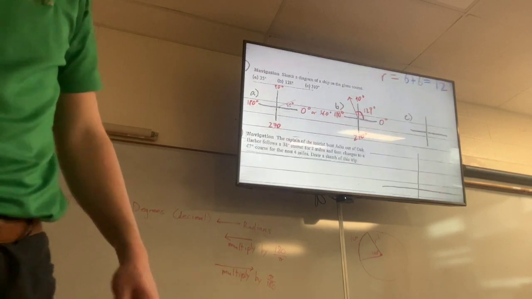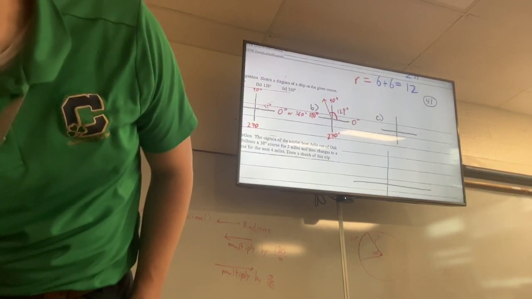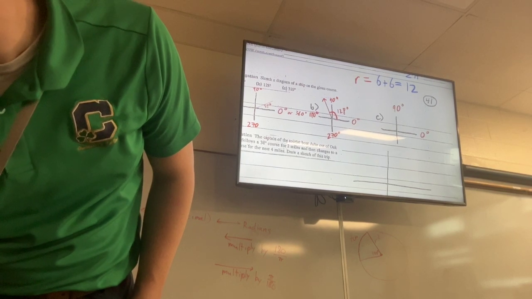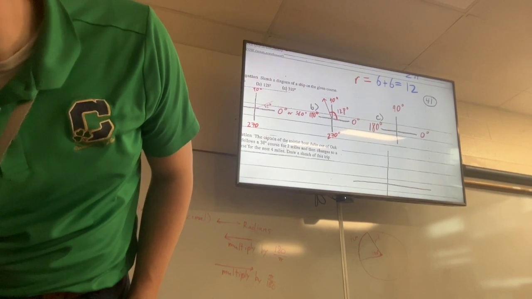Can you guys draw C on your own maybe? So 0 degrees, 90 degrees, 180 degrees. Try drawing C on your own.